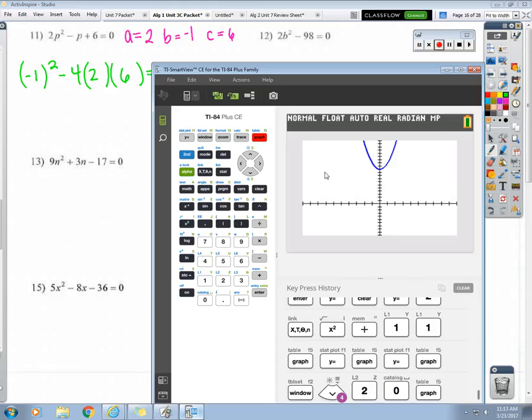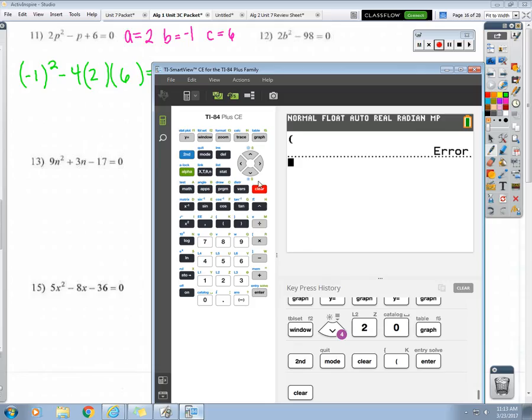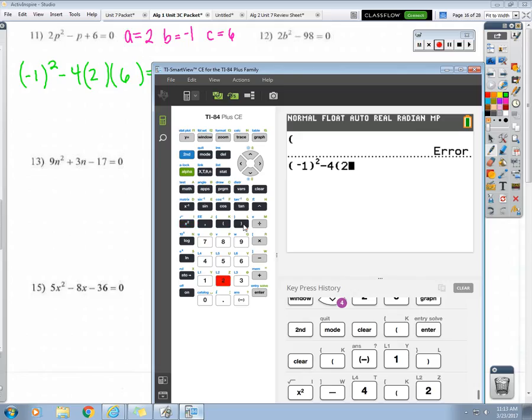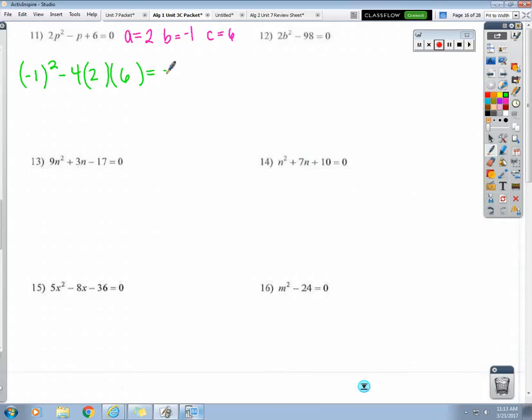Now we will type that in. Negative 1 squared minus 4 times 2 times 6. And you get negative 47. So good thing I went ahead and found the discriminant because now I know, don't waste my time, there are no solutions. Because my discriminant is negative.